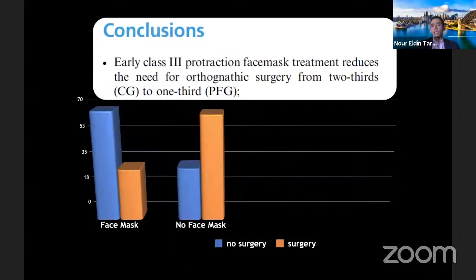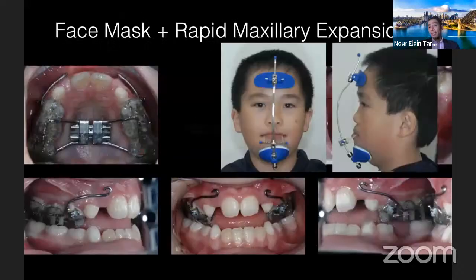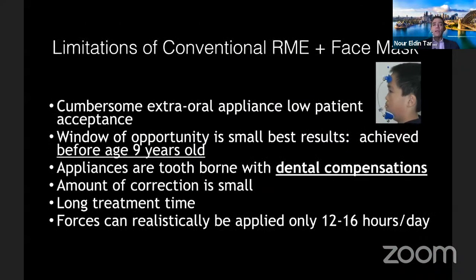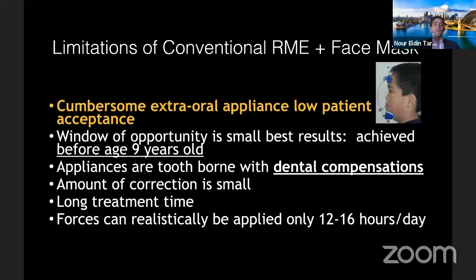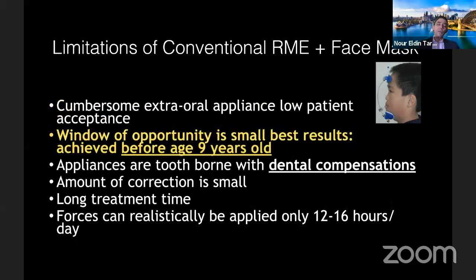So I think early class 3 protraction face mask therapy can be now considered as a way to reduce orthodontic surgery or the need for it. But I think the face mask has a lot of limitations, and a major limitation in my opinion is the fact that it is an extra oral appliance, which is not so appealing for a lot of patients. But another aspect is the fact that the window of opportunity for good result is narrow.